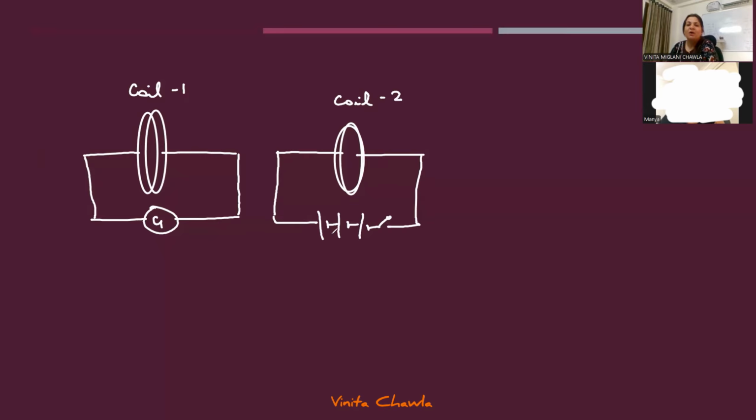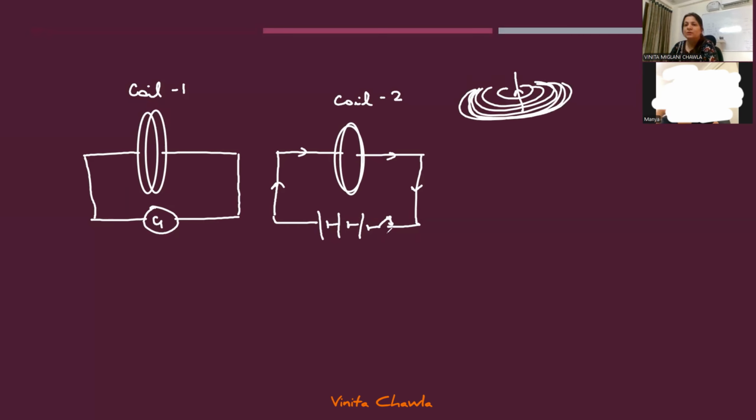Because we have this battery here, if we switch on the circuit, if you close the key, then current starts flowing because of this potential difference. So we know that a current carrying conductor behaves like a magnet, or a current carrying conductor has a magnetic field around it.